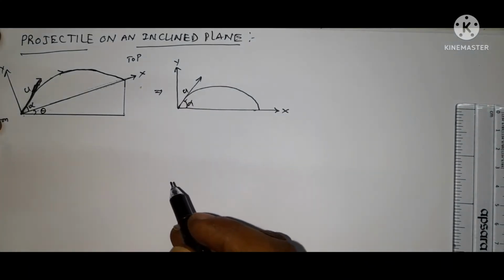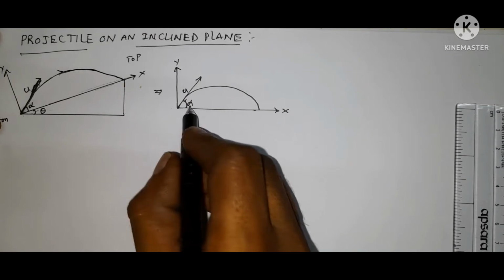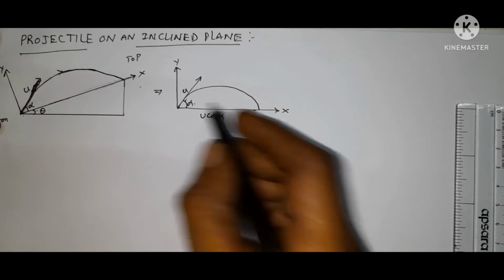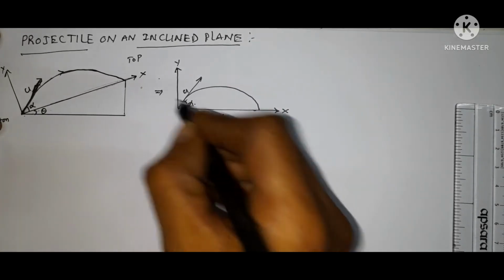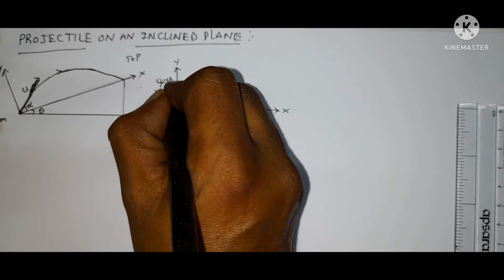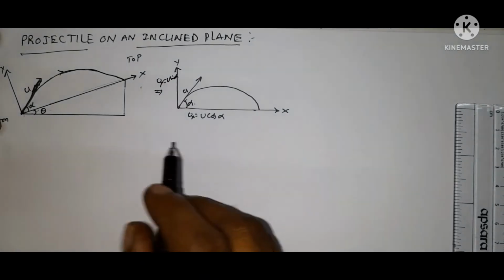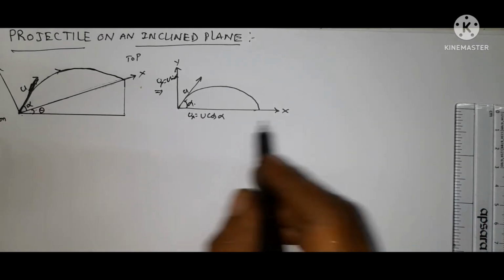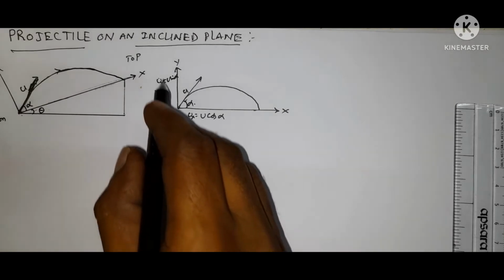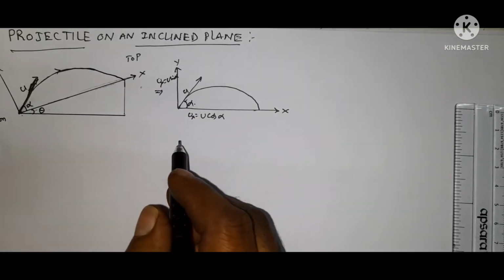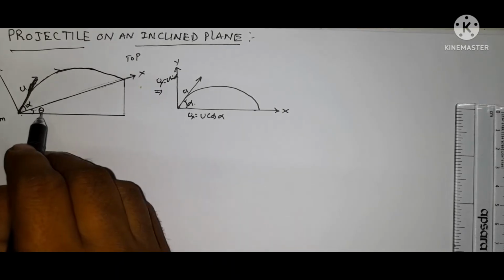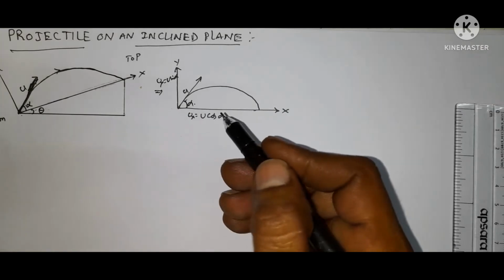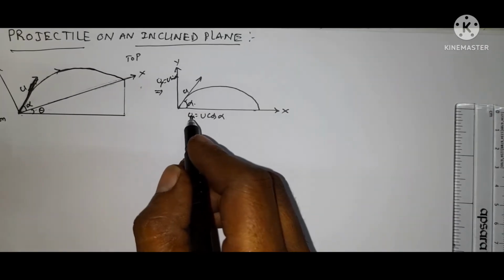Again, you can divide the velocity into two components. One is the horizontal component, that is ux, which is u cos alpha. This is uy, which is u sin alpha. In a normal projectile, horizontal velocity is constant, so horizontal acceleration is 0, whereas vertical acceleration will be minus g. But in this inclined plane projectile, there will be two accelerations, one along the horizontal direction and another along the vertical direction.